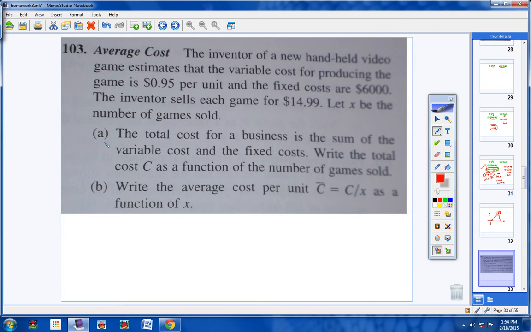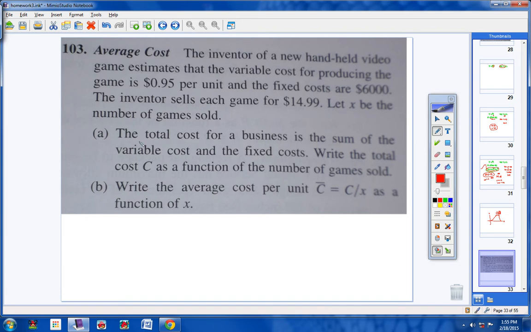The inventor of a new handheld video game estimates that the variable cost for producing the game is 95 cents per unit. Got it? 95 cents per unit. And the fixed costs are 6,000. So, he sells the game for $14.99. Let X be the number of games sold.